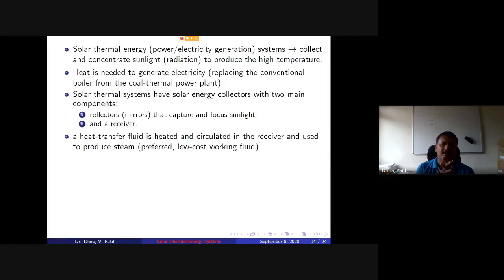there at the concentration location, because you want to cook food, for example. Or a solar dryer is where you concentrate the solar radiation. These are all thermal, where you are concentrating the solar radiation, and there you are utilizing it. But for power generation, you need to transfer what is being concentrated, the energy, from that location to your other location where you are going to produce power by using, say, for example, a turbine.